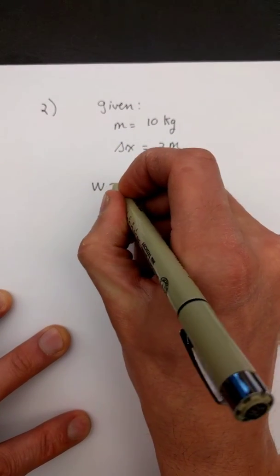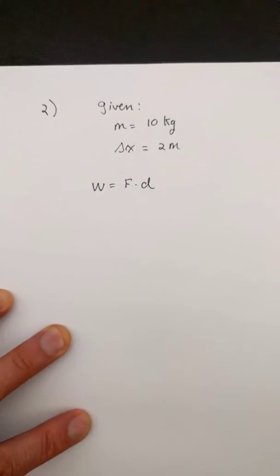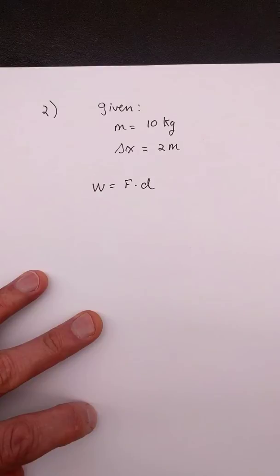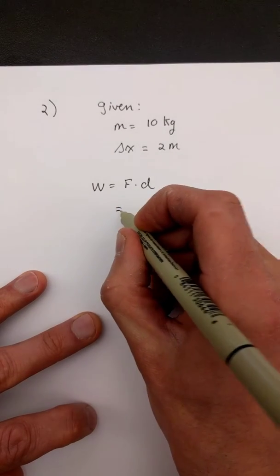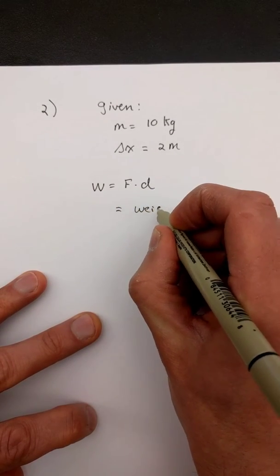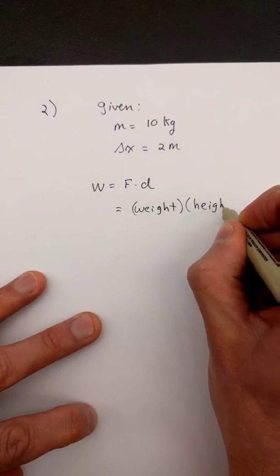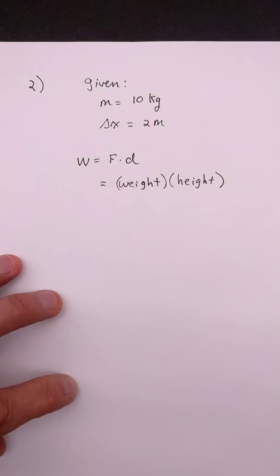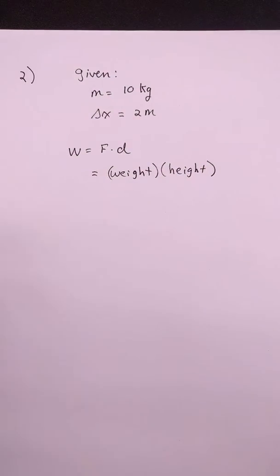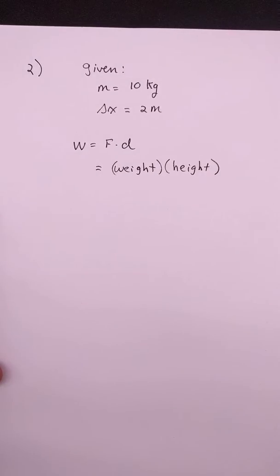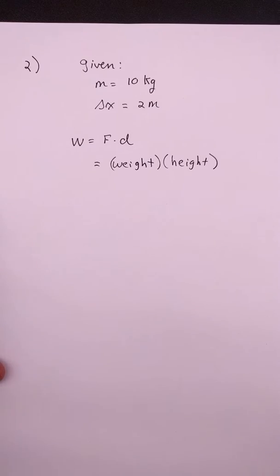But again, work is force times distance. So now you have to ask yourself, how much force is required to move that rock, to lift it? Well, you're going to have to move its weight. You need to apply a force equal to its weight to lift it. So in this case, we're going to have our weight times the height. So just be aware that when you're doing work by lifting an object, you have to use its weight as the force, and the distance is going to be the height through which you lift it.